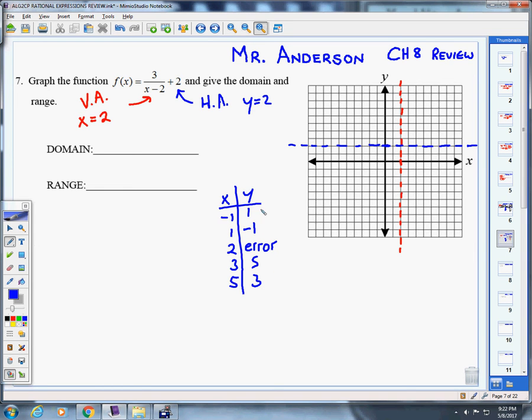So I'm going to plot these points, negative 1, comma 1 right here, and 1, comma negative 1 right here. And then over on the other side, I'll go to 3, comma 5, and then 5, comma 3, right here.